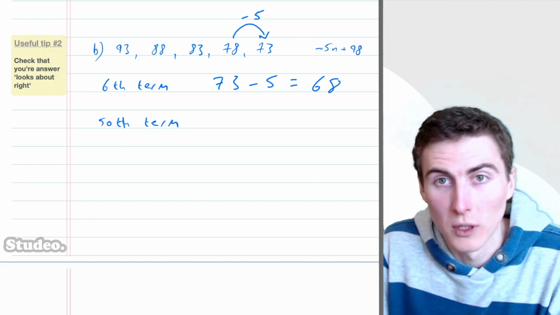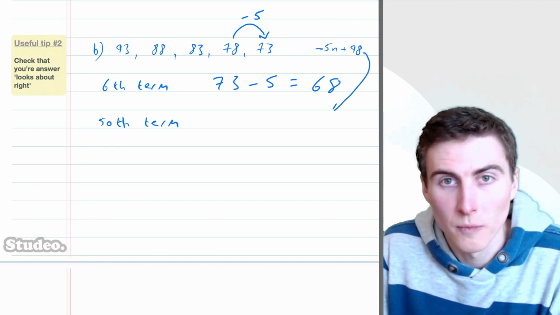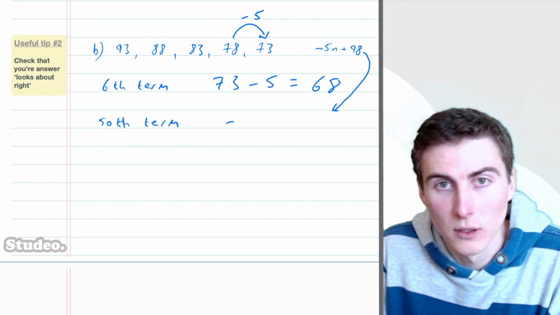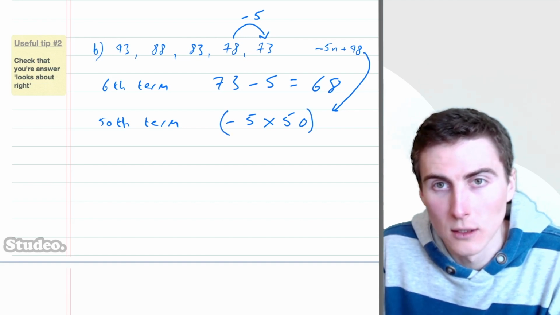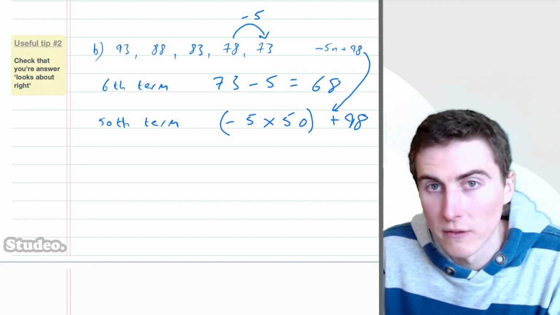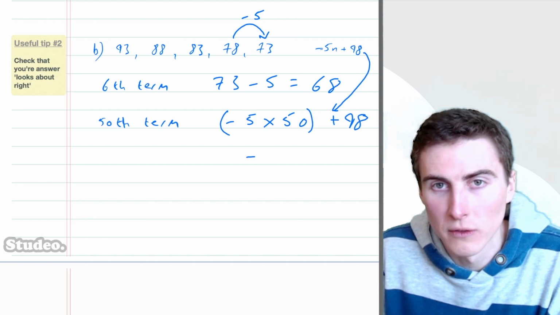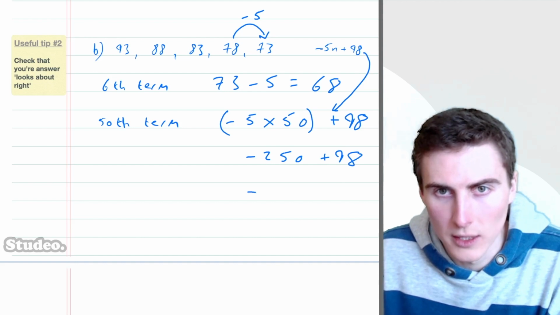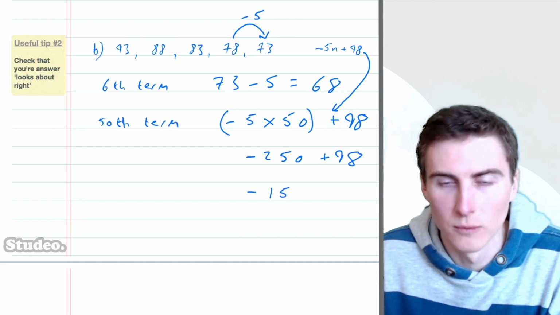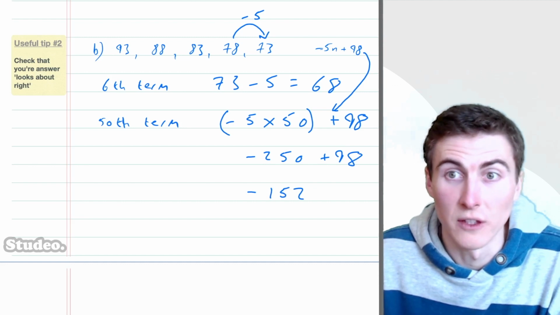So we use this formula. And we're going to do -5 times n, which is 50, because we want the 50th term. Add 98. So you don't really need to put that in brackets. -5 times 50 is -250. Add the 98. And I think that is -152. So that's the 50th term.